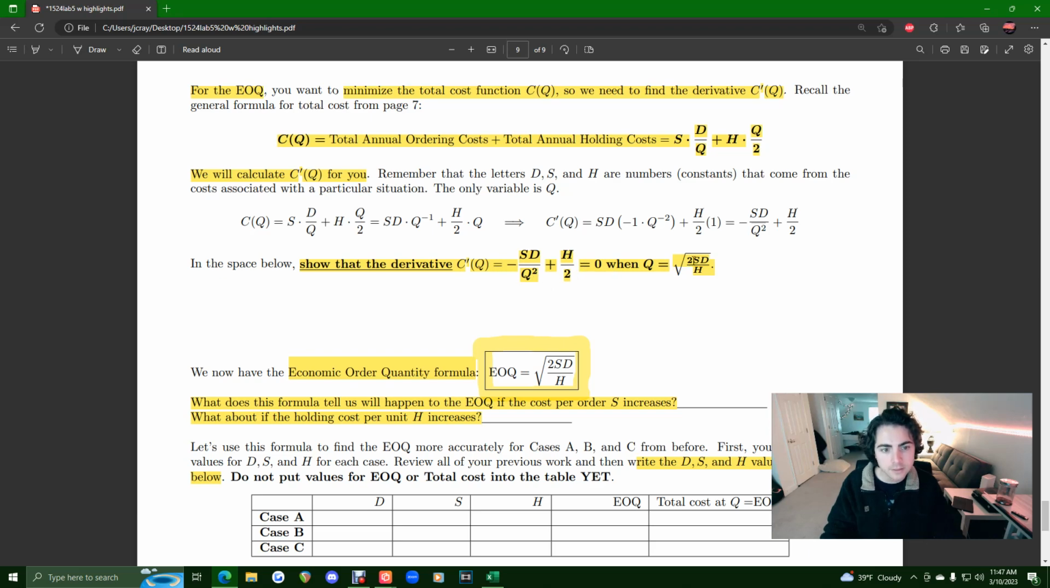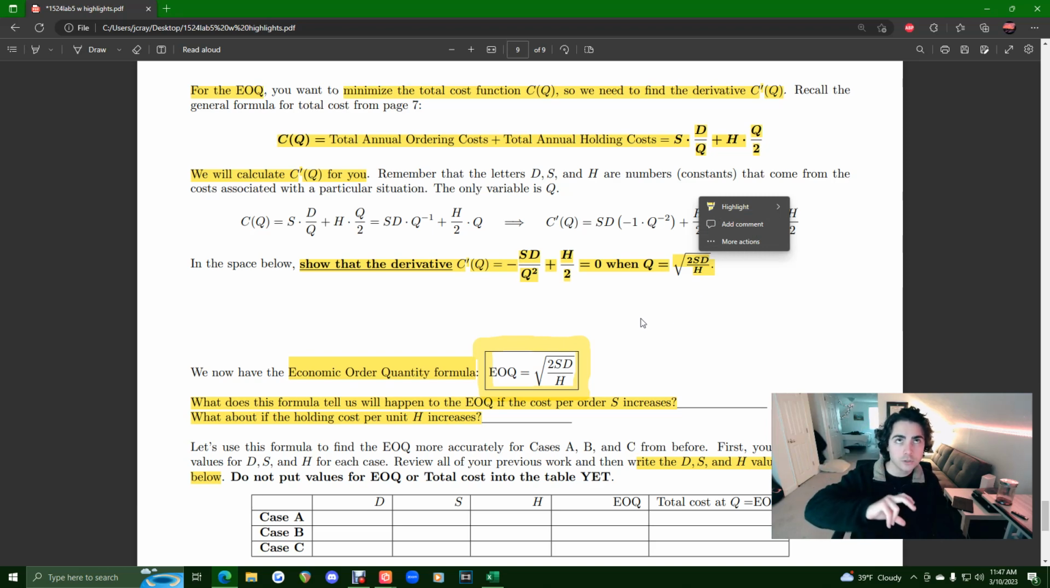Briefly, this is what happens. You have a square root of something squared, so the square root and the square cancel each other out. So you're left with negative SD over 2SD over H. The SDs cancel, and then you have like 1 over 2 over H. So you flip it, you have negative H over 2. Negative H over 2 plus H over 2 equals 0.